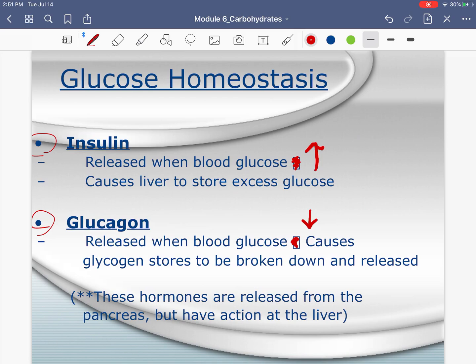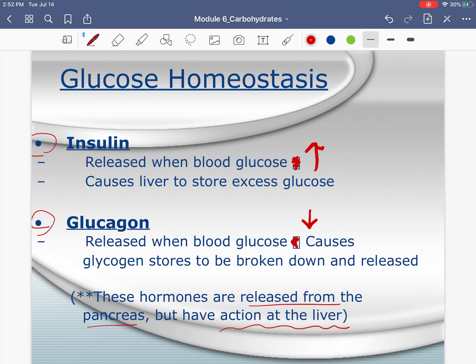And even though these hormones are released from the pancreas, they have their action at the liver. You should know this also. The hormones are produced and released by the pancreas, but then they travel to the liver, because the liver is where we can store glucose as glycogen, or we can break glycogen back down into glucose. It's a great system when it works as it should.